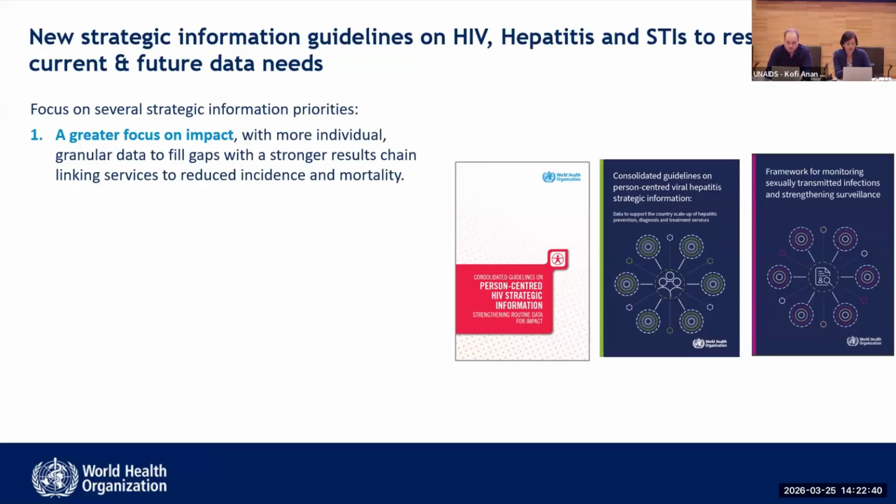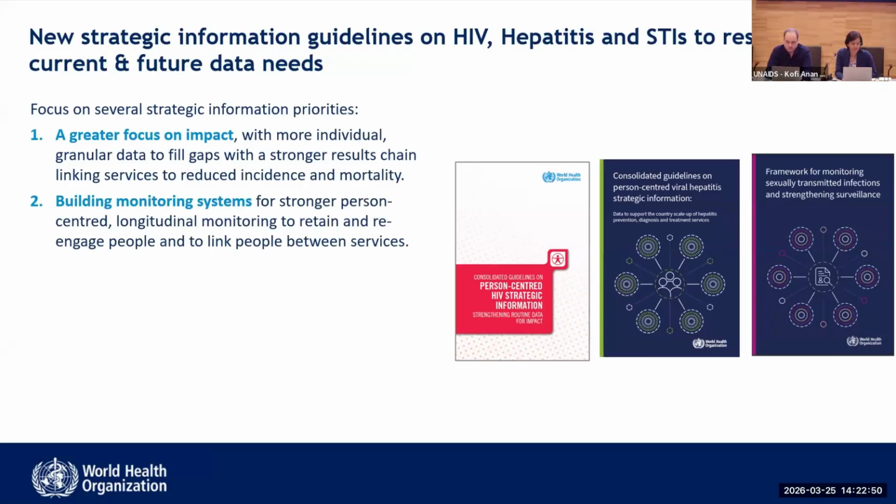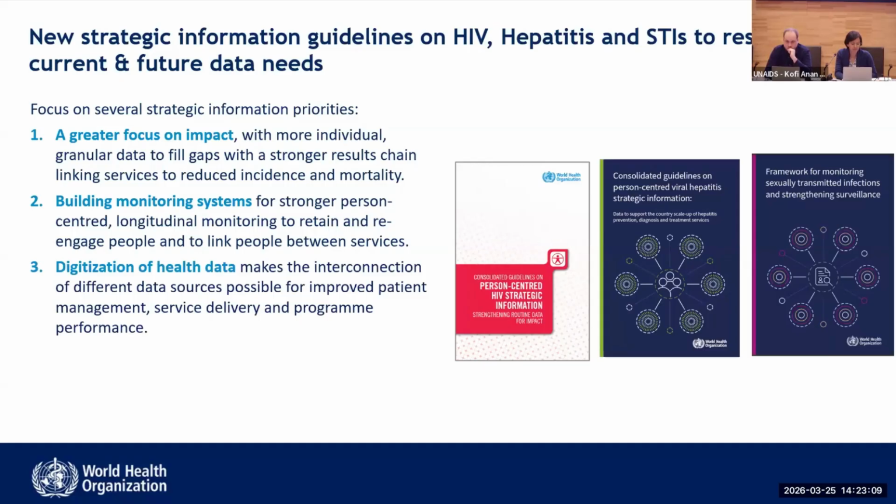The first is a greater focus on impact with more individual level granular data to fill gaps with a results chain that links services provided to reduced incidence and mortality. A second is building monitoring systems for stronger person-centered longitudinal monitoring, because particularly for HIV, people are on treatment for life. And once they are, then we need to be able to engage them, link them in between other services, and retain them in care.